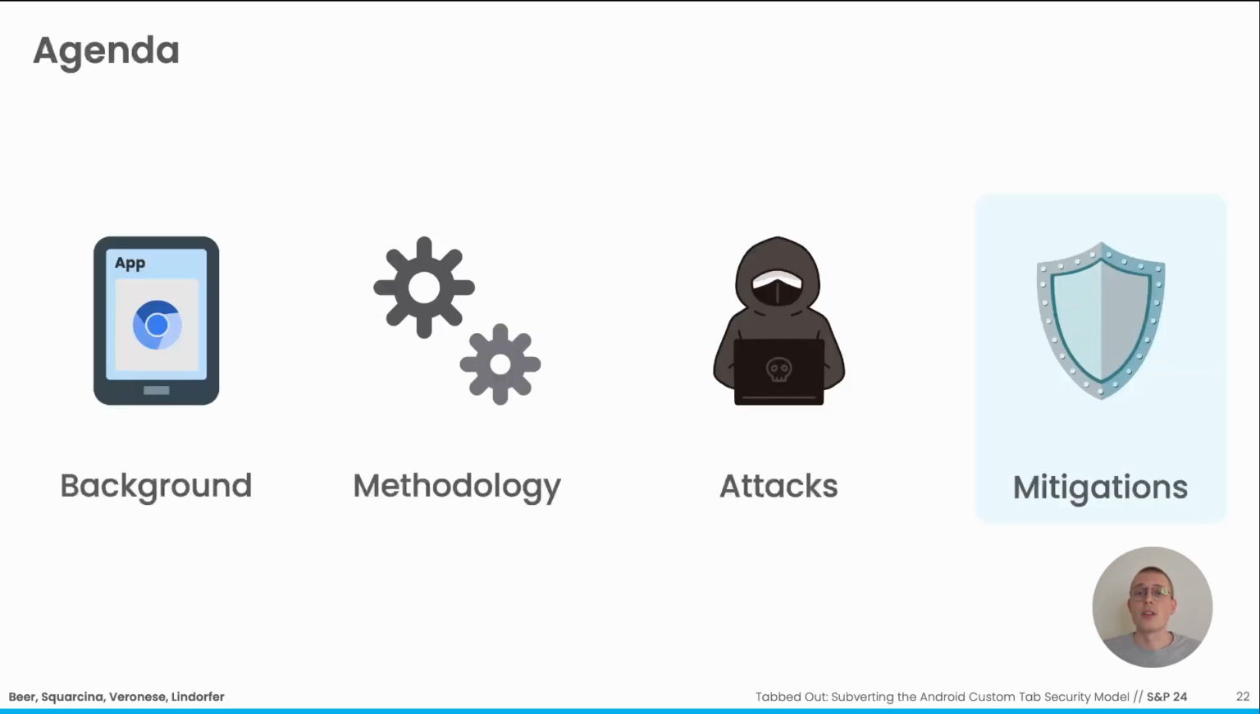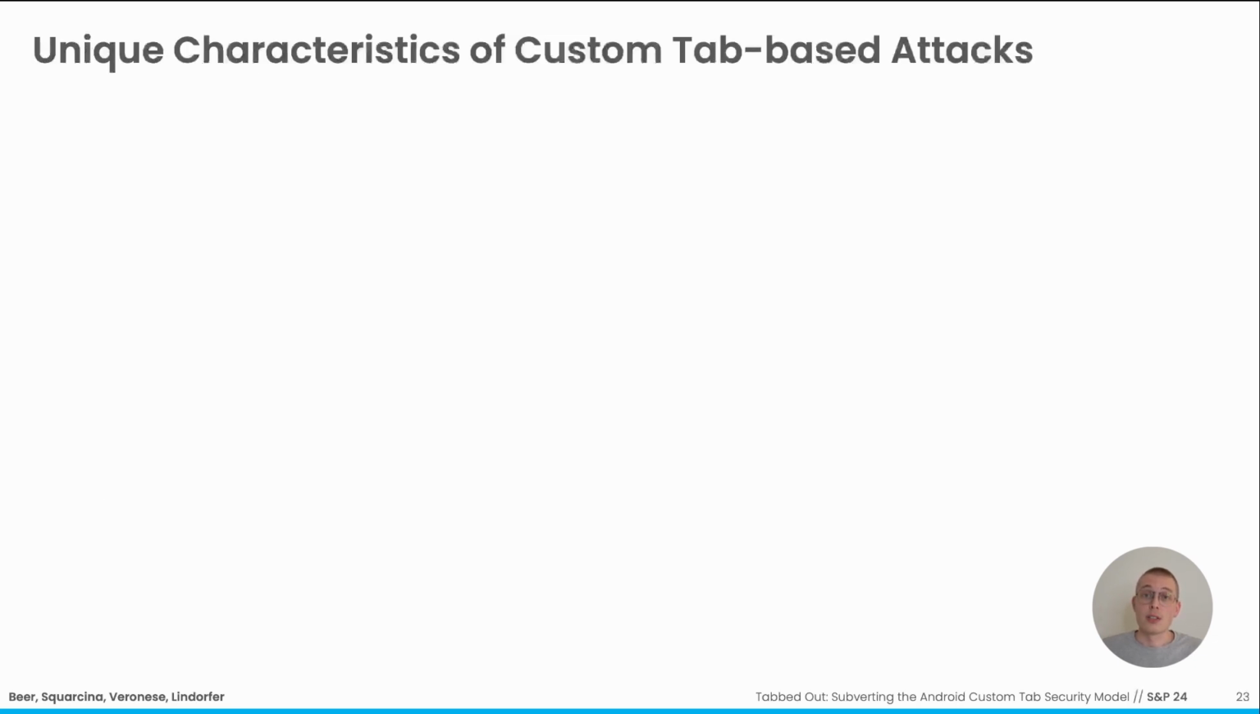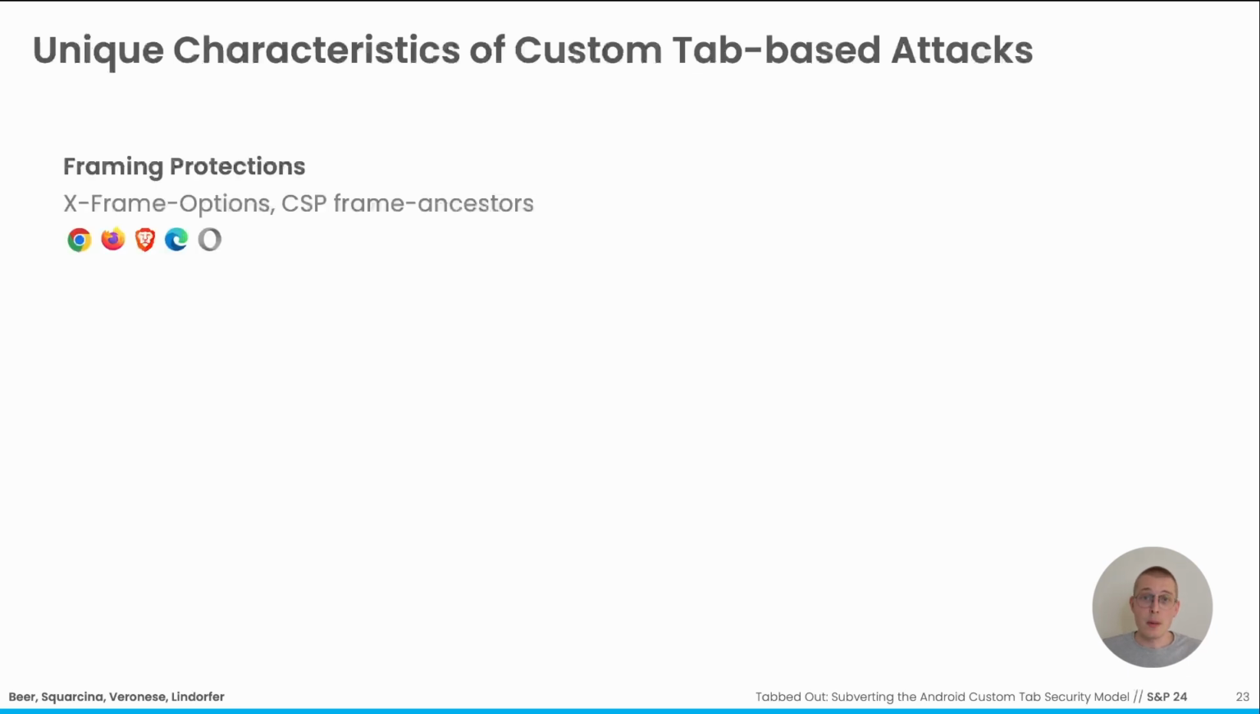Okay, so lastly, I want to talk about some mitigations. Cross-context leaks are very similar to cross-site leaks, as I've already mentioned. Custom tab-based attacks have some unique characteristics that allow them to bypass a lot of existing cross-site leak mitigations. For example, we have to understand that a custom tab navigation represents a top-level navigation. That means that framing protection, such as the X-Frame-Options header or the Content Security Policy frame-ancestors directive, is of no use.